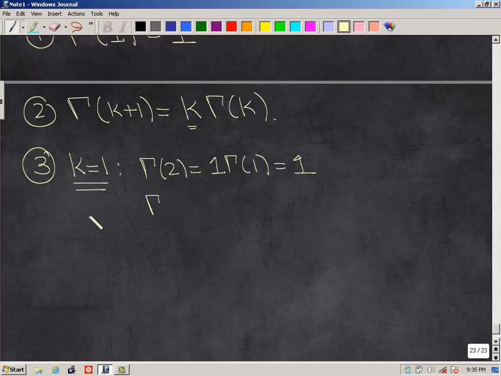What happens if k is 2? We get gamma of 3 here because we get k plus 1. I'm using property 2 here. We get k, which is 2, times gamma of 2. Gamma of 2 was what from here? 1. So we get 2 times 1. So it looks like a factorial.